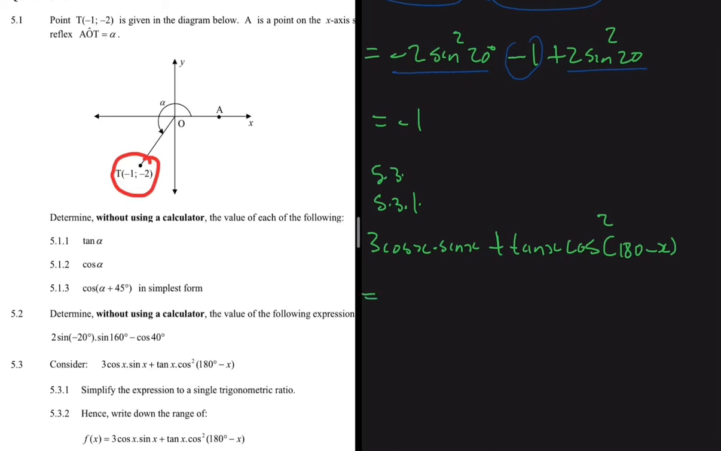That will be equal to 3 cos x. What else can we do? There isn't much. So 3 cos of x, and then multiplied by sine of x. Still not much you can do. Plus tan x. You can play around with tan x, right? We know fully well that tan x is equal to sine of x divided by cos of x. So let's put that in. So we have sine of x divided by cos of x.